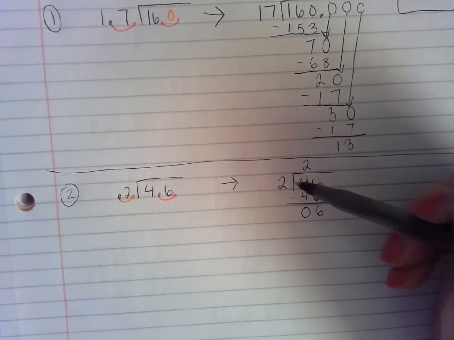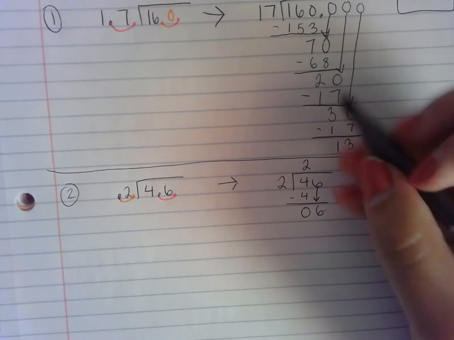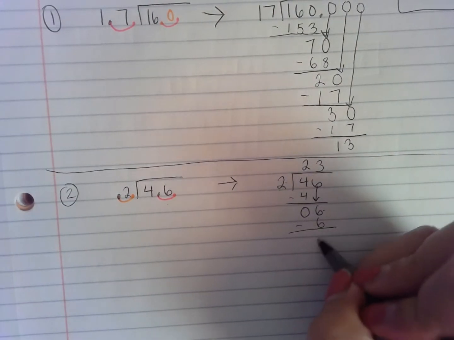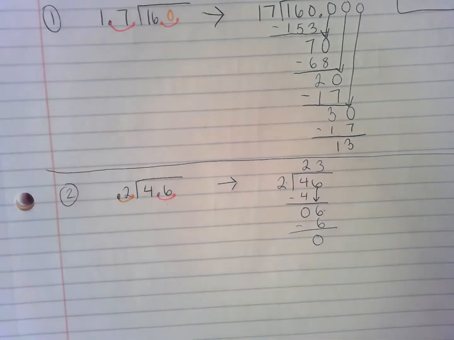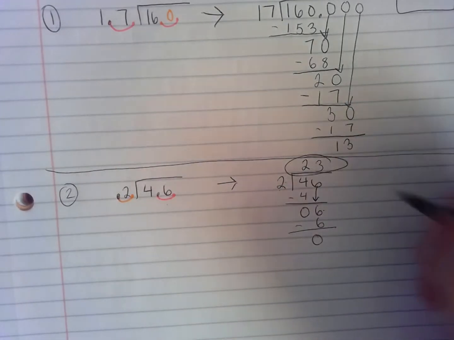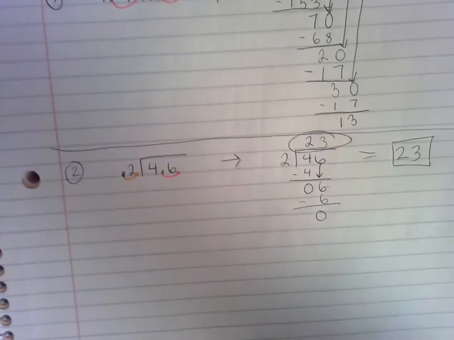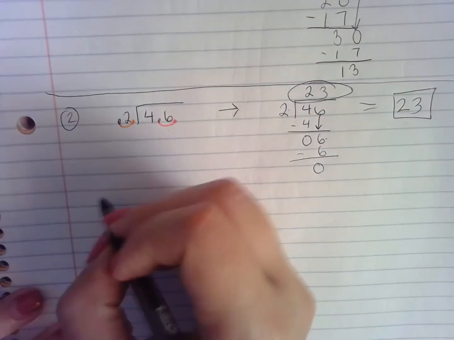So now I have a 6 and a 2. So how many times is 2 going into 6? I know it goes in 3 times. 3 times 2 will just give me 6. Perfect. There's no remainder or anything. There's no decimal. So my answer is just going to be 23. This one just worked out really nicely. And we'll do one more together.